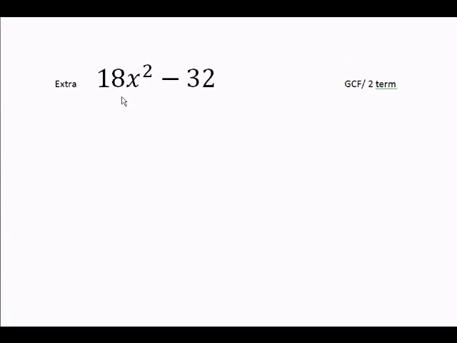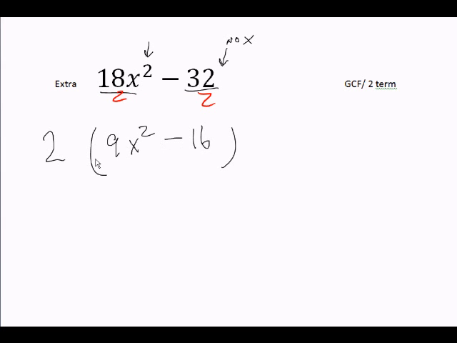I have one more quick problem. I'm going to factor the GCF, then I'm going to factor using the two-term method. What is the largest number that divides into both of these two? And if you look, the largest number is just 2. What is the lowest power x? I have x to the second power, and I have no x. So we're not putting any x outside the parentheses since we have no x. I'm going to divide both of these by 2. And I get 18 divided by 2 is 9 with an x squared. 32 divided by 2 is a negative 16.